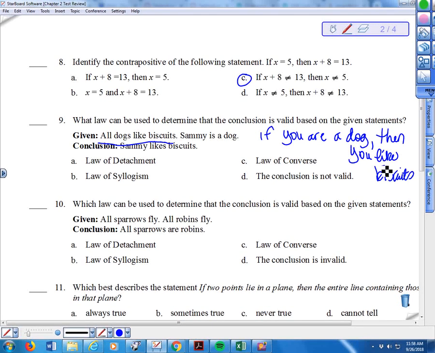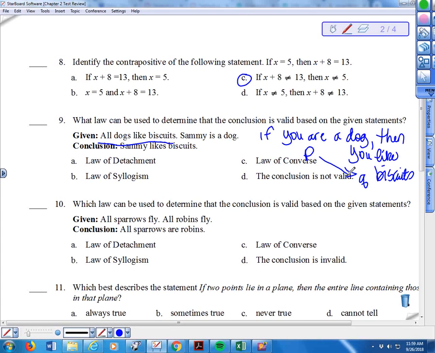Okay. What's P? The hypothesis. You are a dog. Just you are a dog. You don't put the if in there. So P is here, and you like biscuits is Q. Okay? So I'm saying if P, then Q, right? Sammy is a dog. So do they give me P or do they give me Q? P. Therefore, Sammy likes biscuits. So it's a lot of law of detachment.